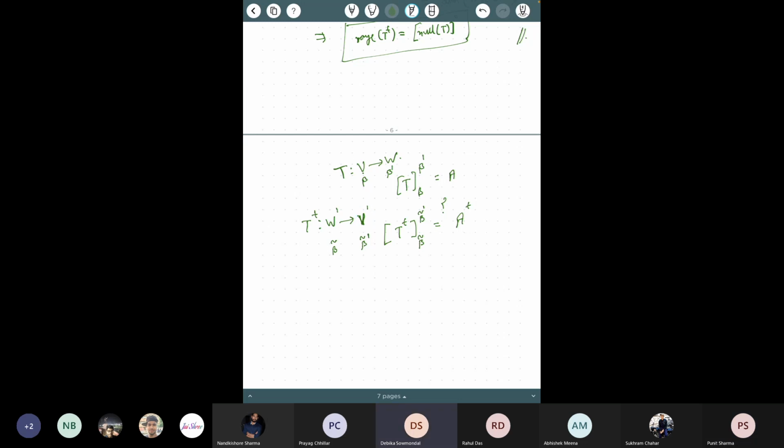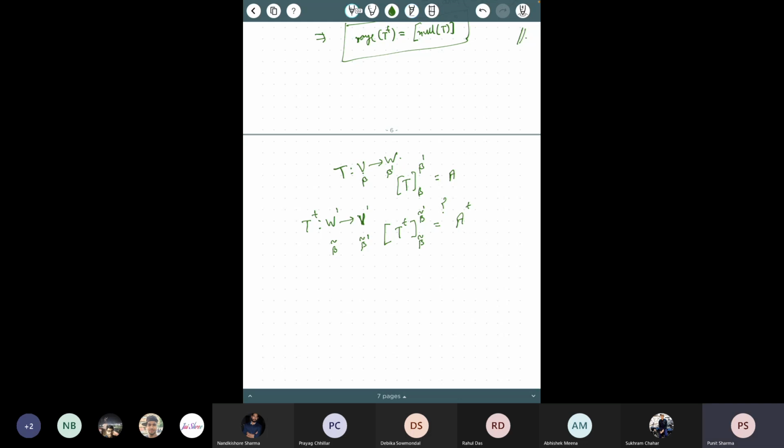By dual basis. Take the dual basis. You know how to find a dual basis, right? So you find the dual basis for B and B dash, which would be B tilde and B tilde dash. You find their dual bases, and with respect to the dual bases, you see what the matrix representation of T transpose would be. And it turns out that this matrix representation is actually equal to the transpose of the matrix of T. So this is in fact true.